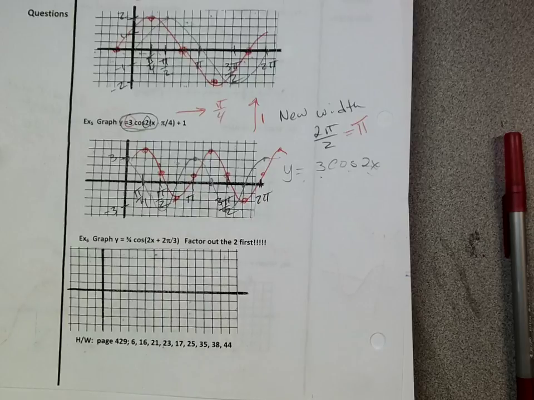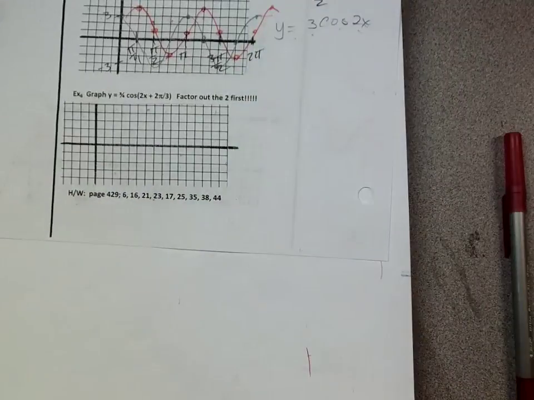Okay, how's that? Thumbs up? 1, 2, thumbs sideways. Okay, all right. Last one. Ooh, my goodness.